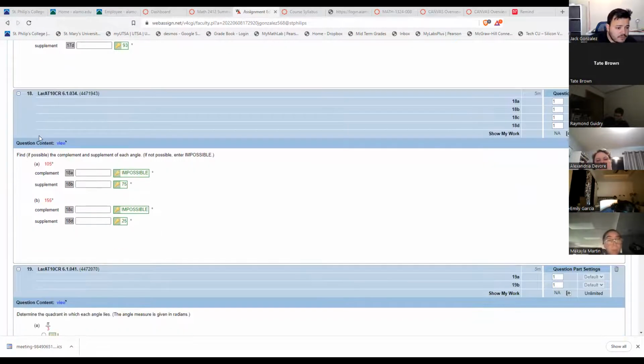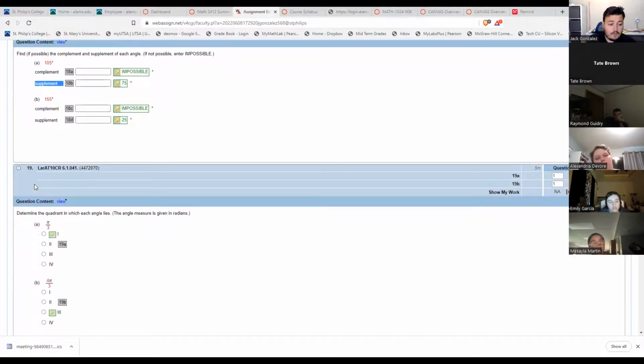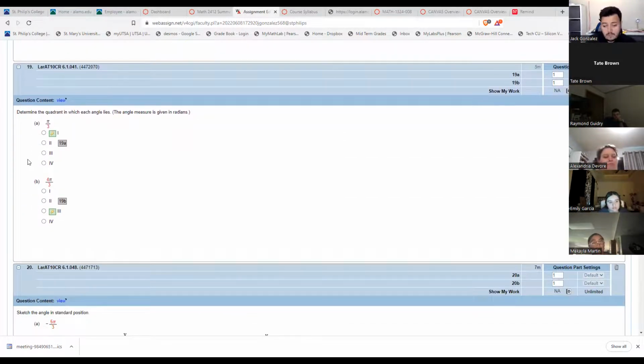Check out 13, I think, or 18. This is already bigger than 90, so there's no way you will have a complement, right? You can't add, so it has to be sum. You can't subtract. So 105 plus a positive angle will never be 90 because it's already too big. So just remember those two definitions, and if you forget, just look it up or ask me. Complement is 90, supplement 180. Okay. Don't forget.